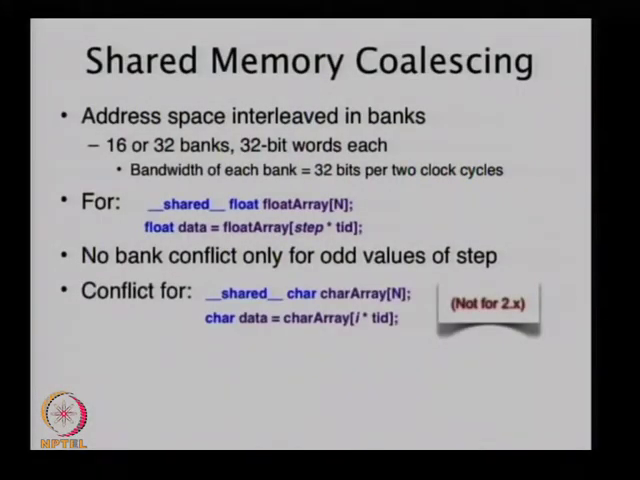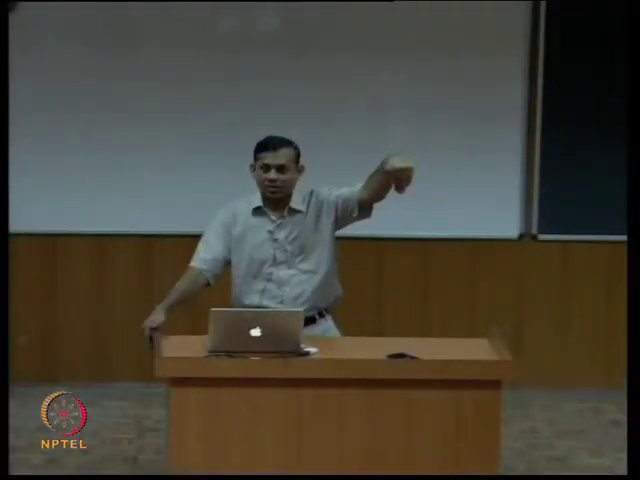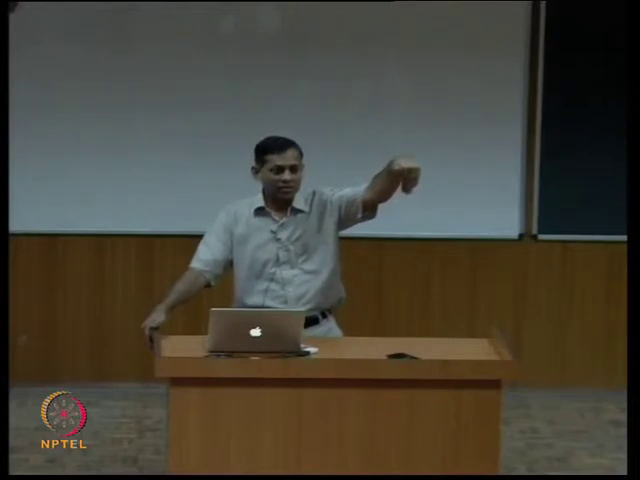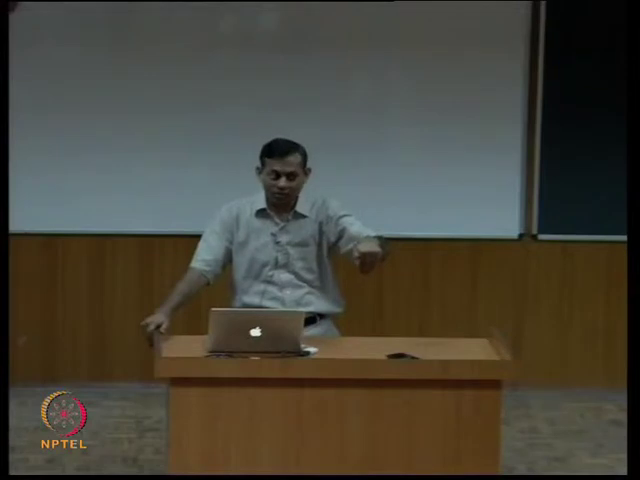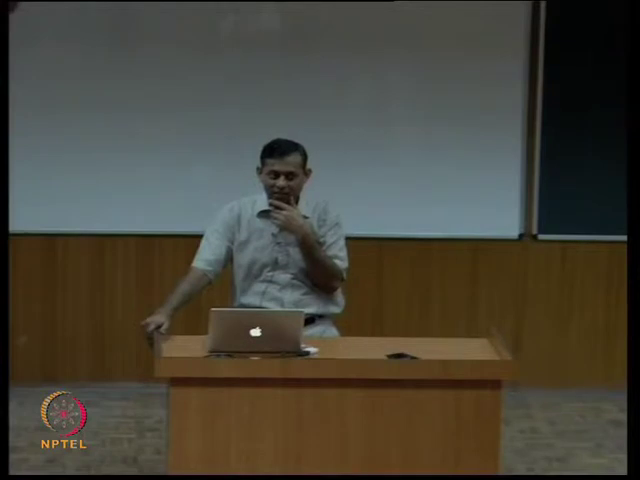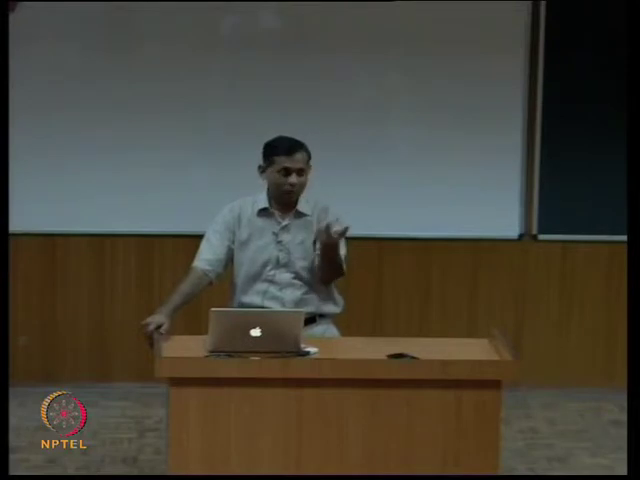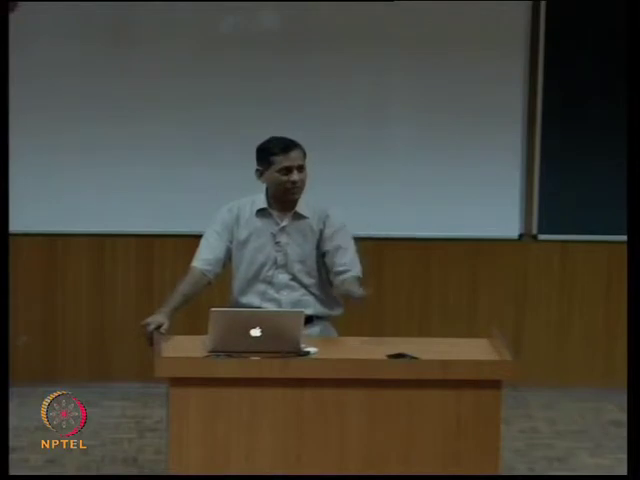If you're reading a character array, like a byte array, then what's going to happen? The first says I'm going to read something from the 0th location of the byte array. The first one says I'm reading from the first location of the byte array. The second says second location of the byte array. And the first 4 are reading from the same bank, because the 4 bytes are in the same 32-bit cycle.